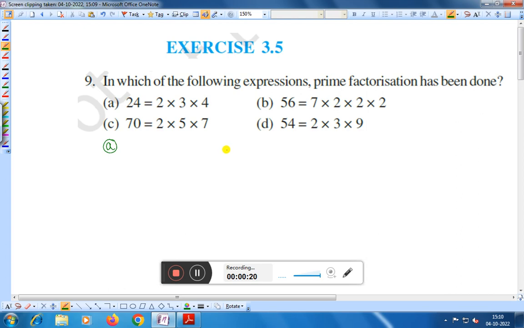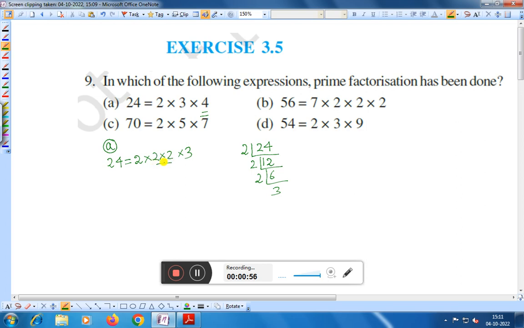If we find the prime factorization of 24, then we are getting 24 is 2 into 12, 12 is 2 into 6, 6 is 2 into 3. So 24 is equal to 2 into 2 into 2 into 3. But here you see we have written 2 into 3 into 4, but 4 can be written as 2 into 2.